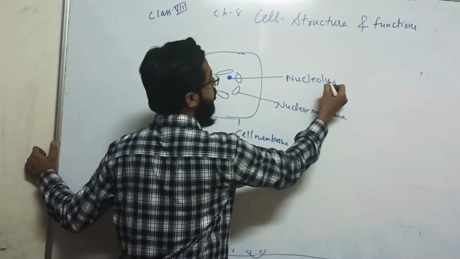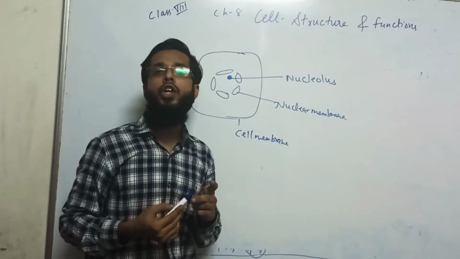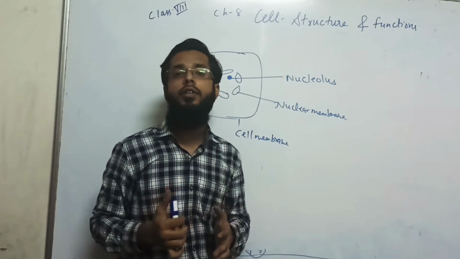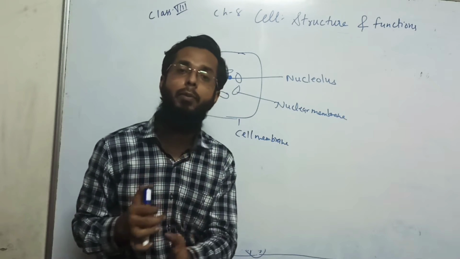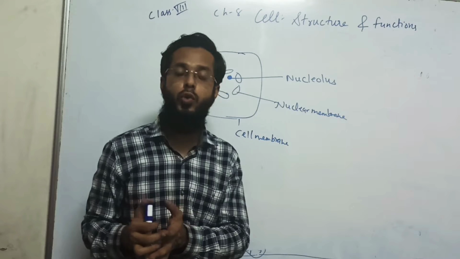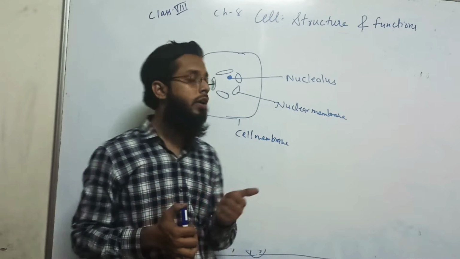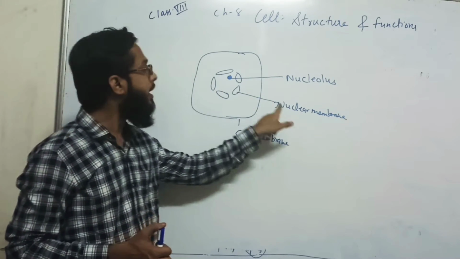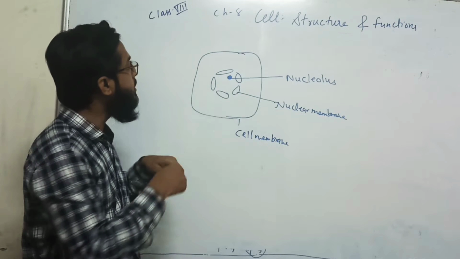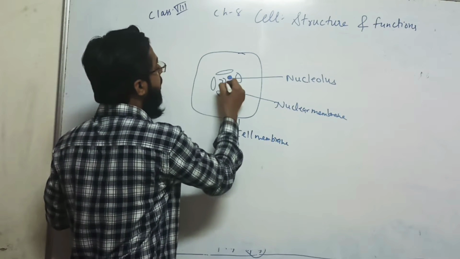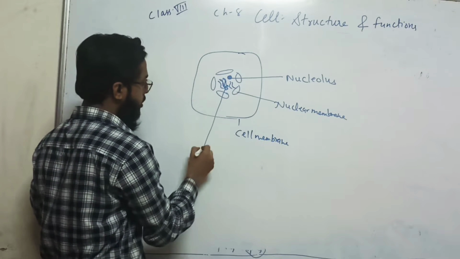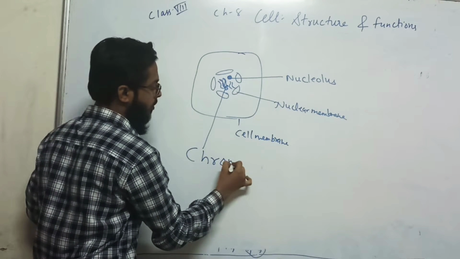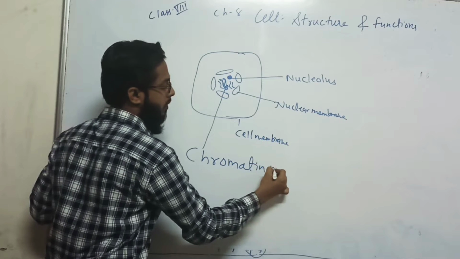In the last lecture we learned about the eukaryotic cell. A eukaryotic cell means a cell which has a well developed nucleus. It can be in an amoeba, plants, or animals. A well developed nucleus means what? It has a nuclear membrane, nuclear pores, nucleolus and chromatin material. This is known as chromatin material.